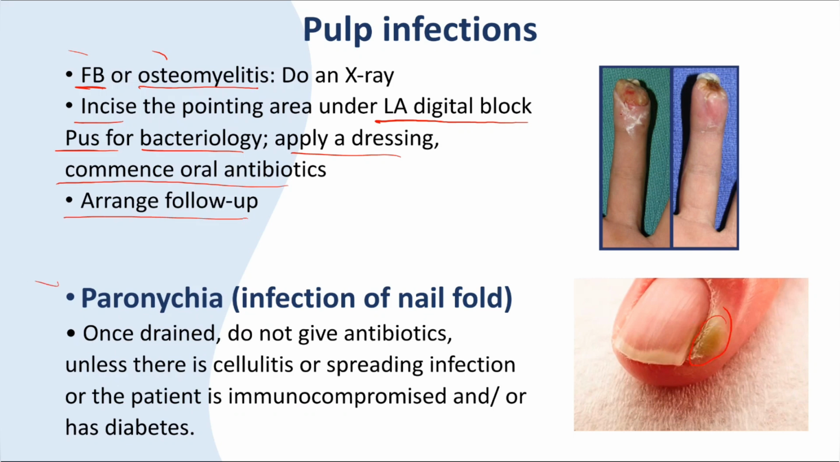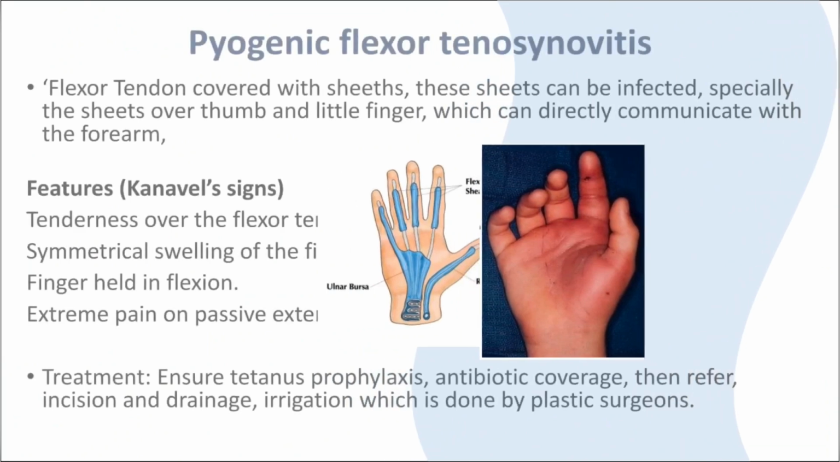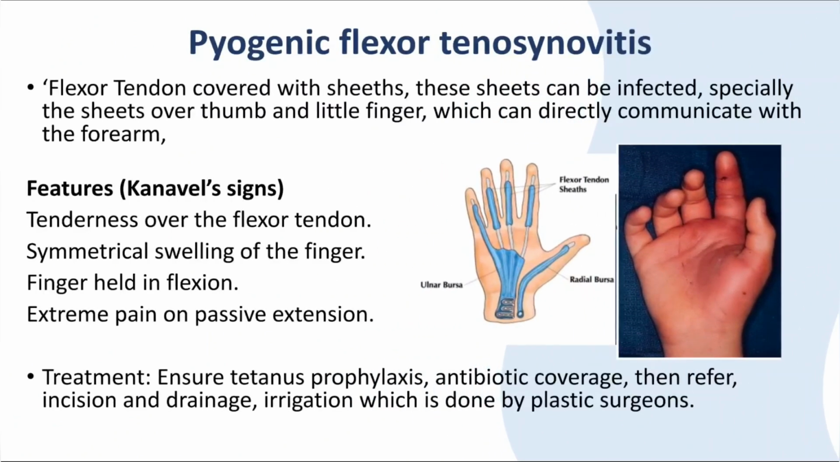So for the paronychia, you can do local anesthesia, a digital block, and drain it, but do not give antibiotics. You do not need them, only if you have cellulitis or the patient is immunocompromised or has diabetes. Coming to another presentation called pyogenic flexor tenosynovitis.